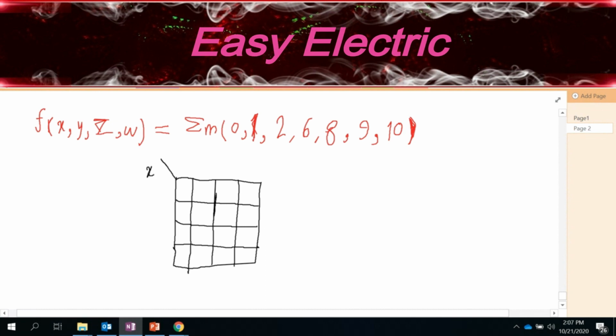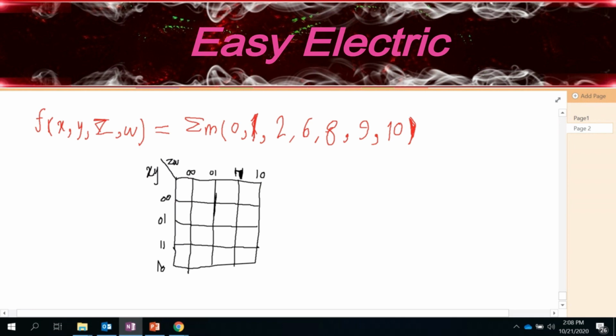Usually we put xy here and zw here. So 0, 0, 0, 1, 1, 0, and sorry, usually we put 1, 1 here. So 0, 0, 0, 1, 1, 1, and 1, 0. Okay. Nothing new so far.